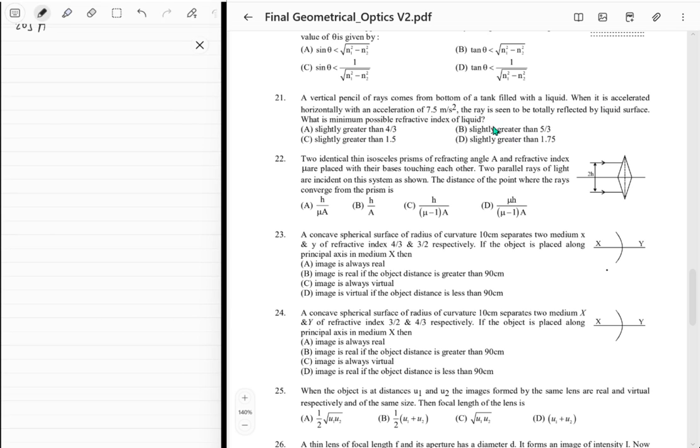What? Horizontally. Wait, what? So it's going in a circle, I guess. Bottom of a tank filled with a liquid is accelerated horizontally with an acceleration of something. The ray is seen to be totally reflected by the liquid surface. What is the minimum possible refractive index of the liquid?